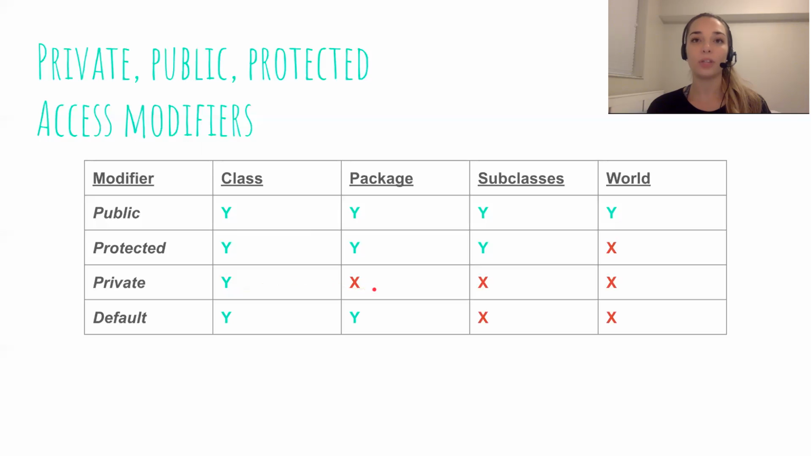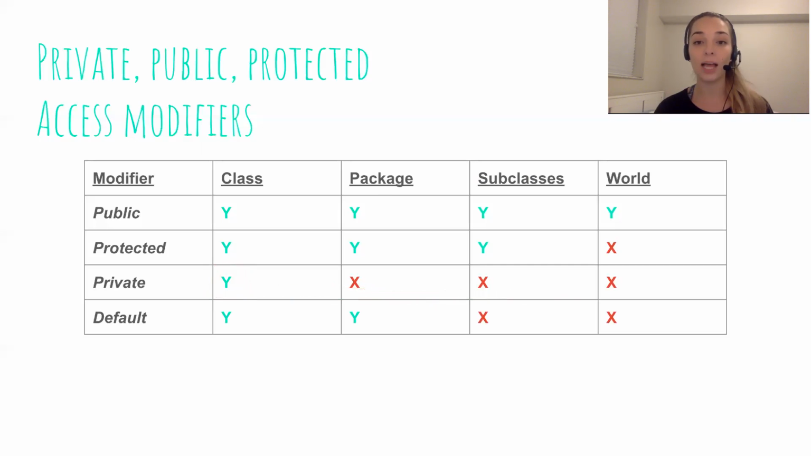Now for private, we start losing access here. For private, you can only access the variable or the method within that same class. For example, in bank account, we had account number as a private variable. It said private double or private int account number. So we knew we could not access that elsewhere. We can only access it within the code of our bank account class.